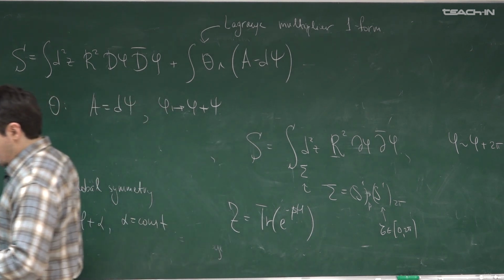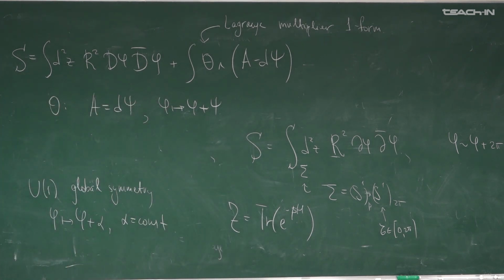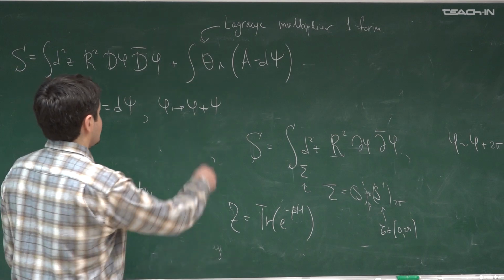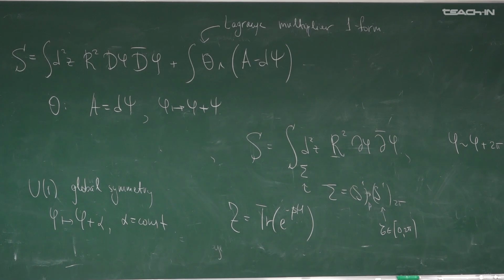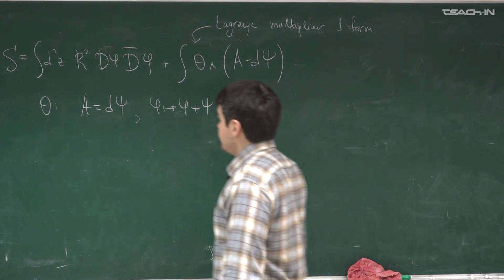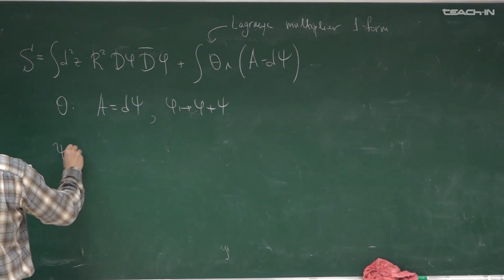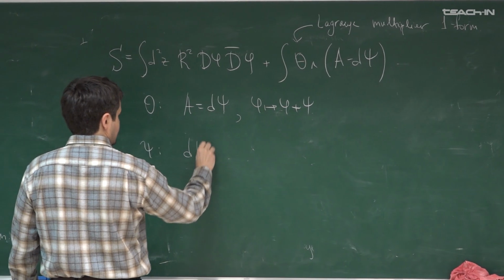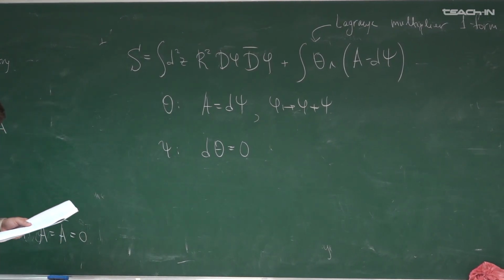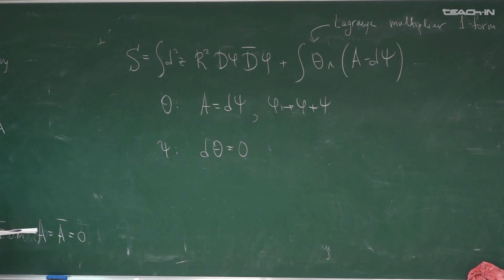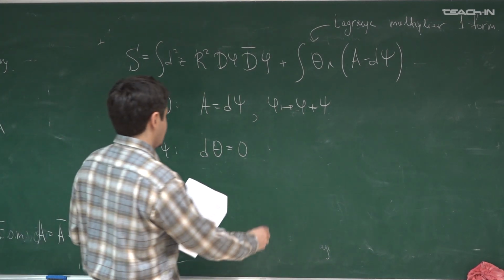Okay, so adding these terms to the action does nothing really. Okay, but we can do something else with this action. Namely, we can vary with respect to psi. So if you vary with respect to psi, you find that d theta equals 0, right? So theta is a closed one form.